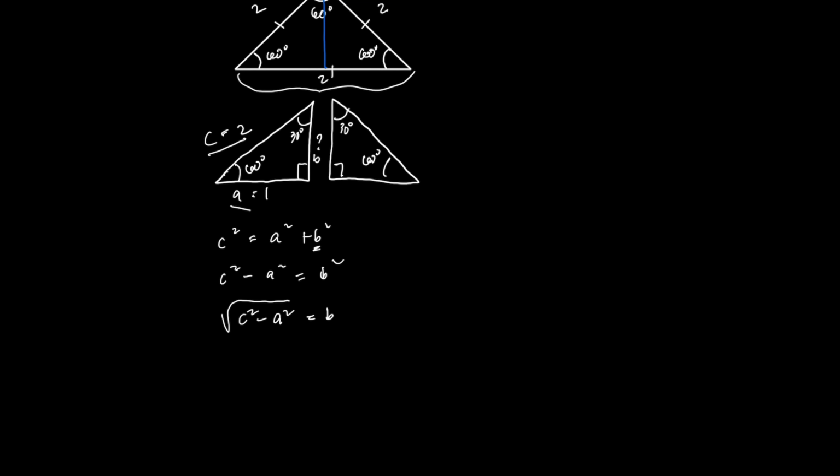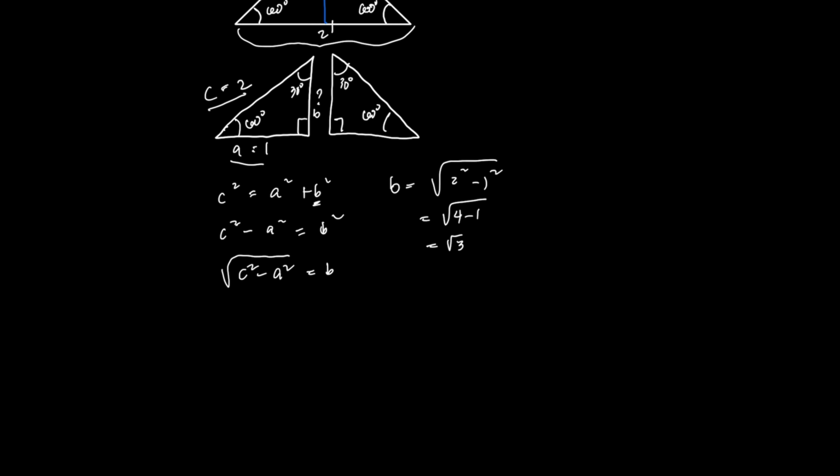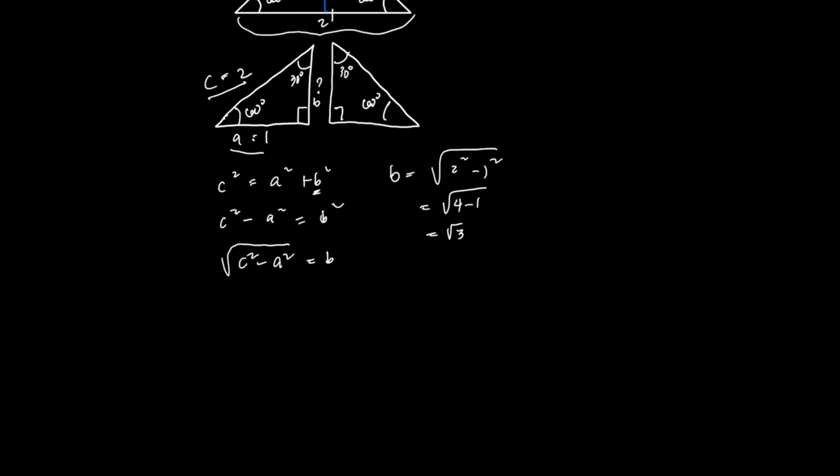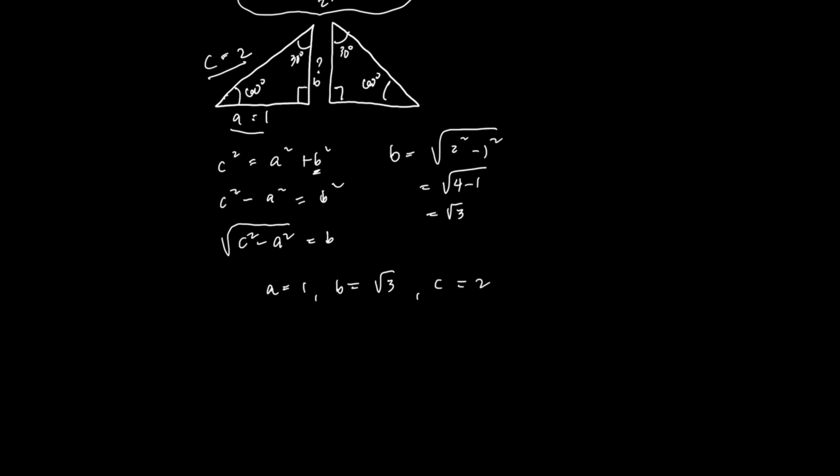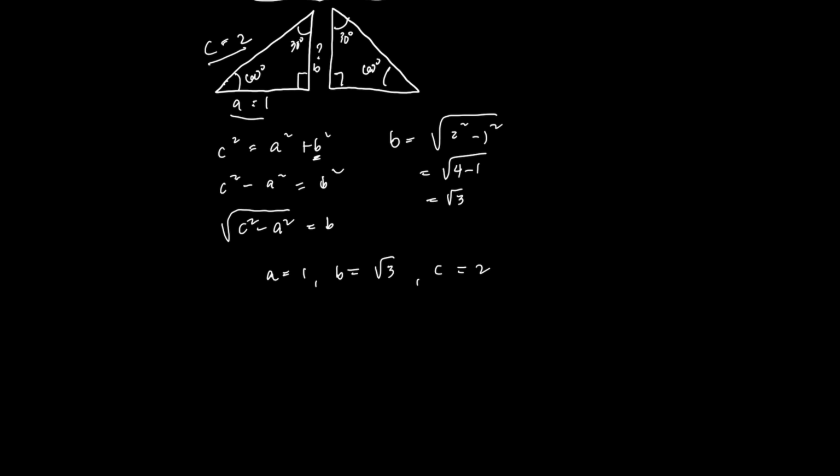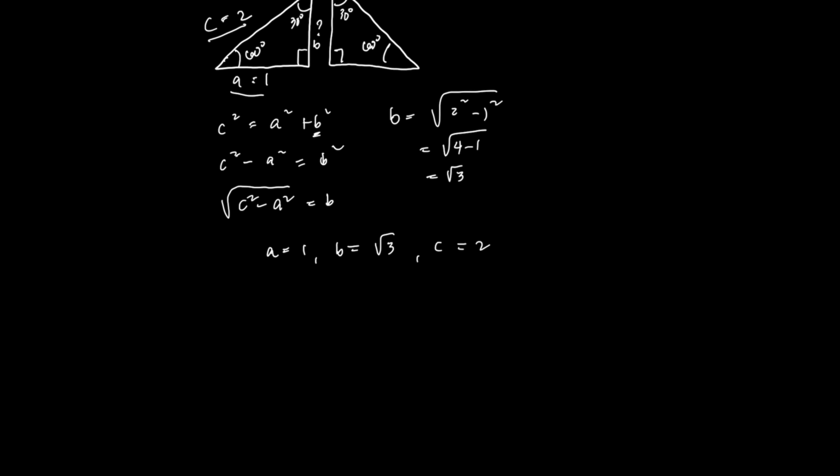Now, what is our C and what is our A? From here, C is 2 and A is 1. So therefore, our B is square root of 2 squared minus 1 squared. So that's square root of 4 minus 1 equals square root of 3. Okay, so now we have already the A, which is 1, the B, which is square root of 3, and the C, which is 2. So how do we find now the exact values of the 6 trig functions?